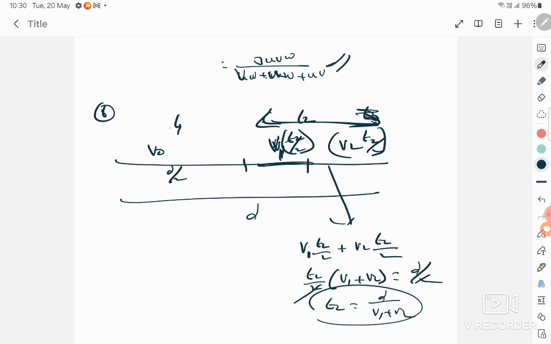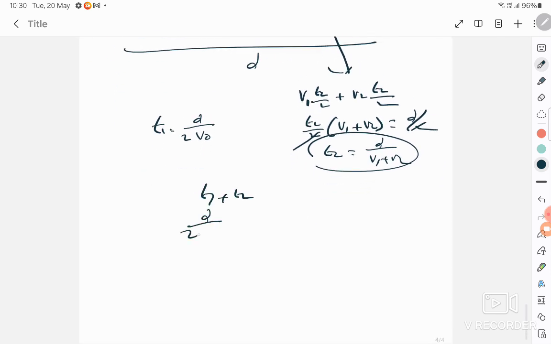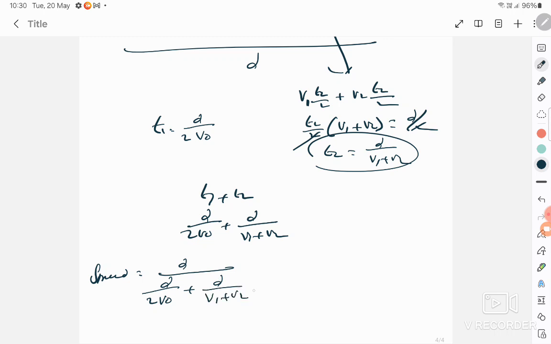You got your time 2, you got your time 1. Time 1 is distance by velocity, d by 2 v naught. You know the total time period is t1 plus t2, which is d by 2 v naught plus d by v1 plus v2. And they are asking for average speed. So average speed is total distance by total time taken. d is the total distance, by total time taken, d by 2 v naught plus d by v1 plus v2. As usual, from the denominator you can take d out: 1 by 2 v naught plus 1 by v1 plus v2.